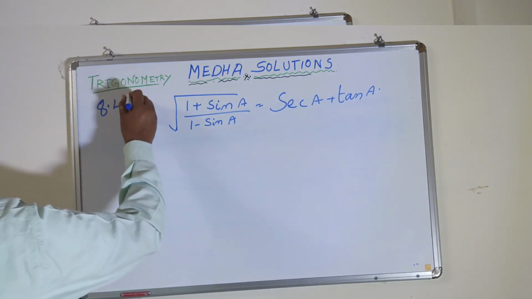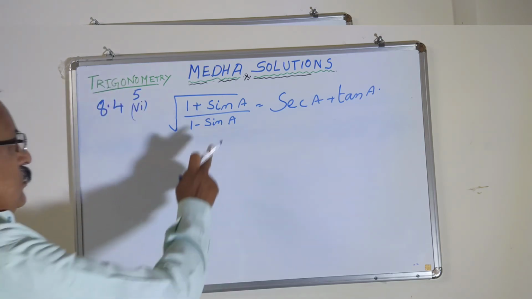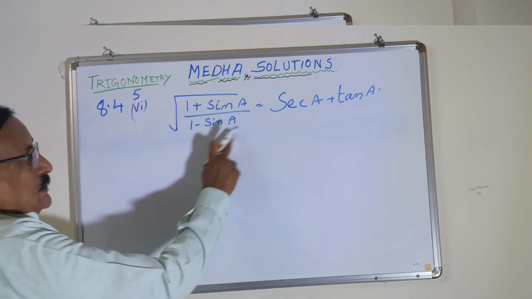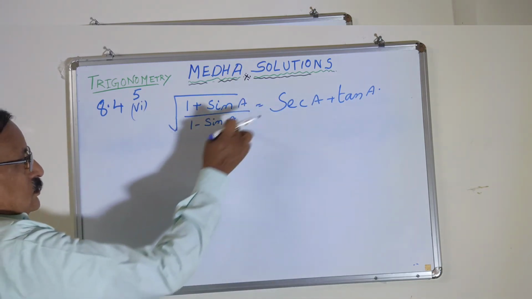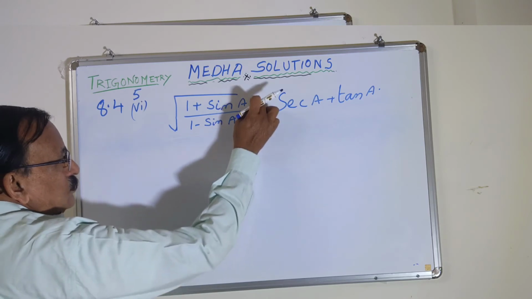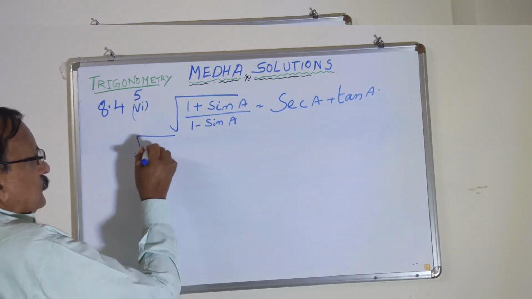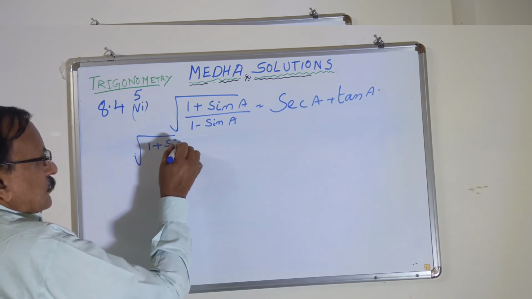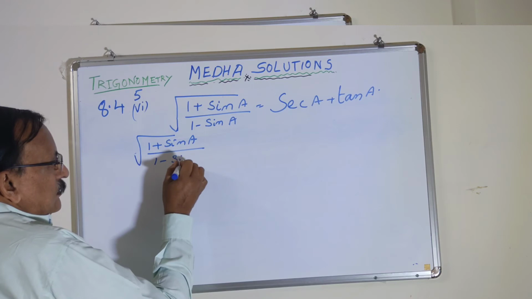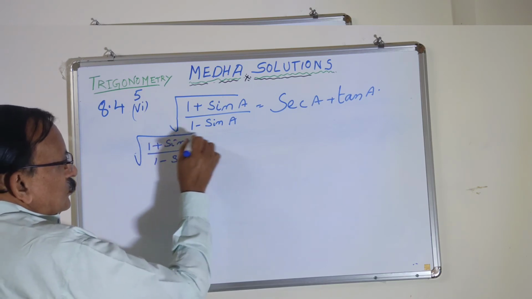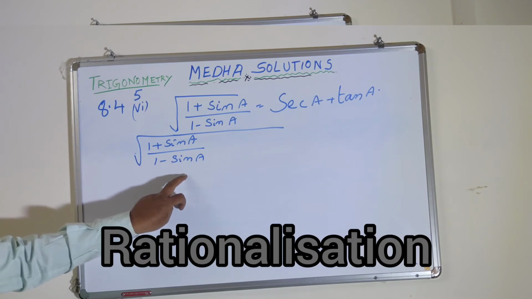In 8.4, the 5th bit's 6th sum: square root of 1 plus sin A by 1 minus sin A is equal to sec A plus tan A. We have to prove it. This square root belongs to the total fraction, both numerator and denominator. Now write this: square root of 1 plus sin A by 1 minus sin A. Extend the root, and then here we have to go for rationalization.